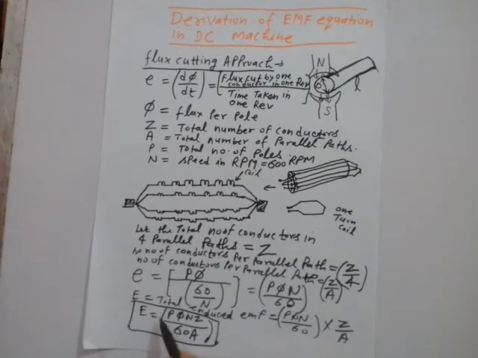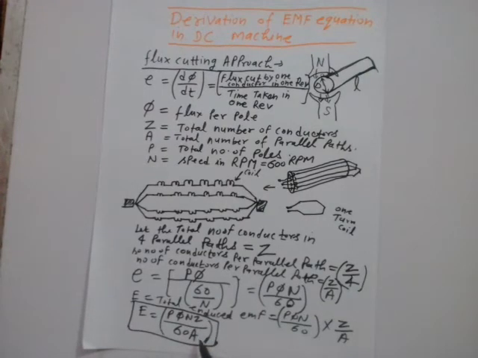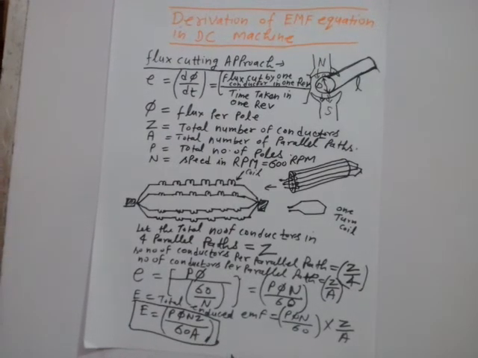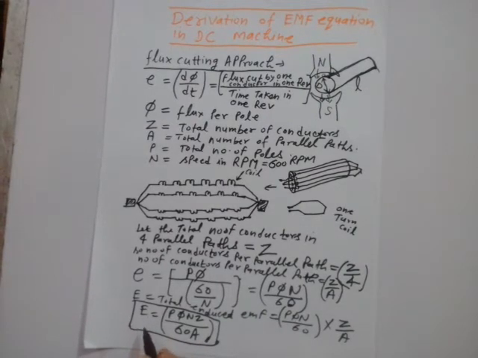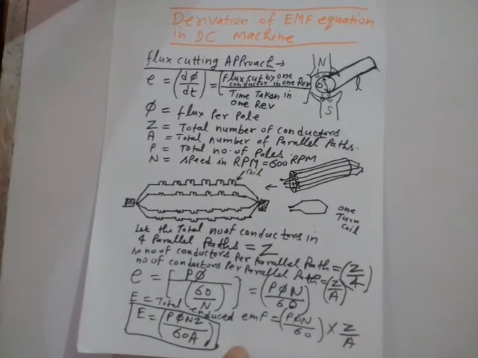But the expression for induced EMF in armature would remain the same for DC generator as well as DC motor, because the construction is the same, right? So the same formula will be used for DC generator and motor. This is the expression for the DC machine EMF equation. Hope it is clear to all of you, right? You understand now.